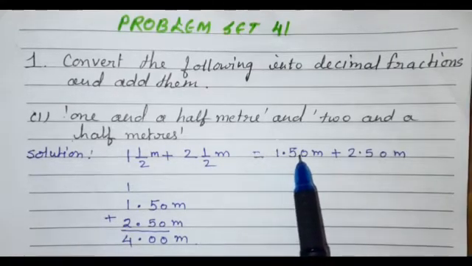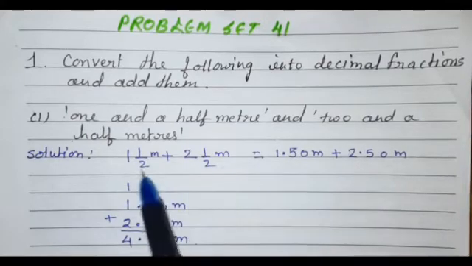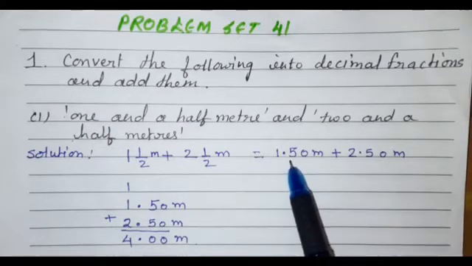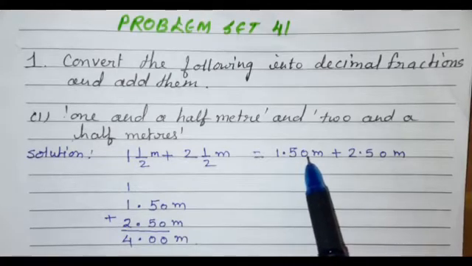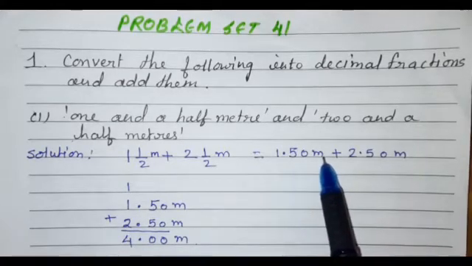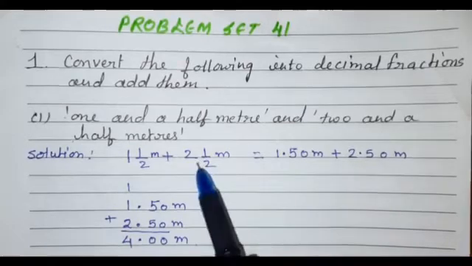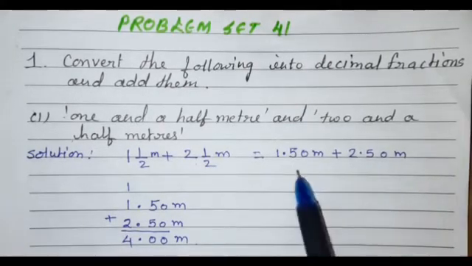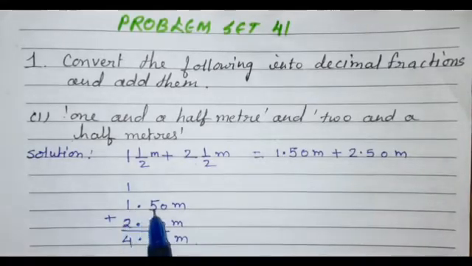Now write in decimals. 1 write as it is and 1 upon 2 means 0.50 or 0.5. So here we write 1.5 or 1.50 meter plus 2.5 meter means 2.50 meter. Now add both the numbers. 1.50 meters plus 2.50 meter.